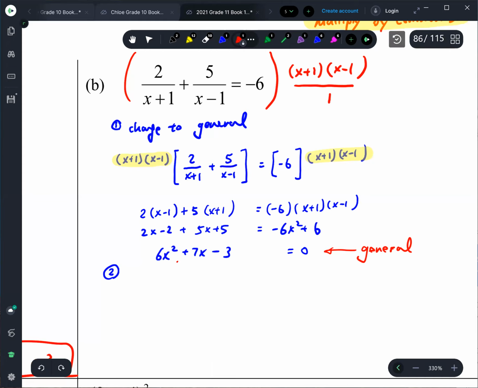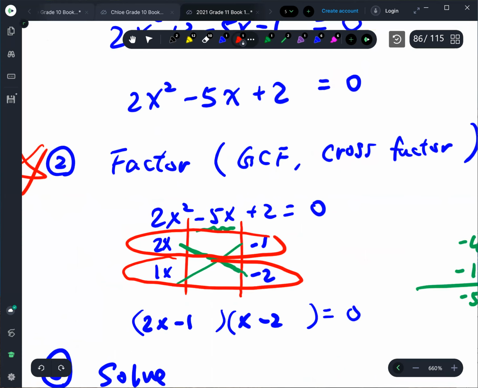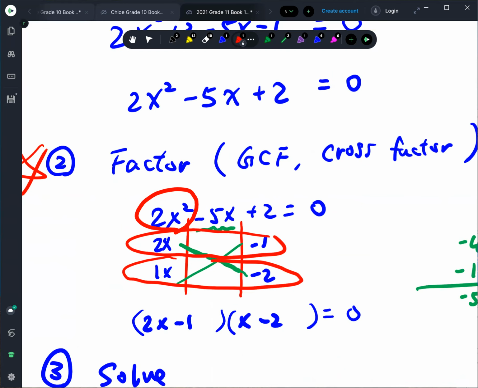Yeah, that's where I'm confused. How do you know which ones to put in the cross factor? Okay, so we'll go back to here. You first look at the 2x squared. So we think about which two things multiply to make 2x squared. Can you tell me what times what gives you 2x squared? 2x and x. Yeah, so that's why at the bottom you have 2x and 1x.